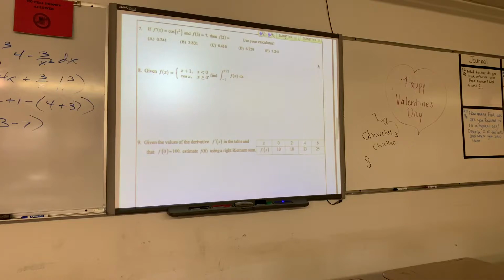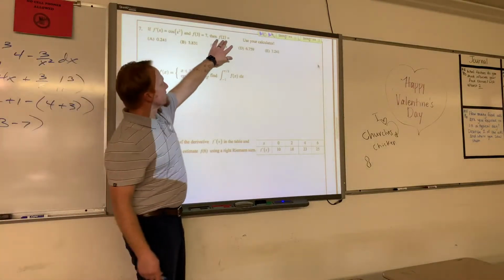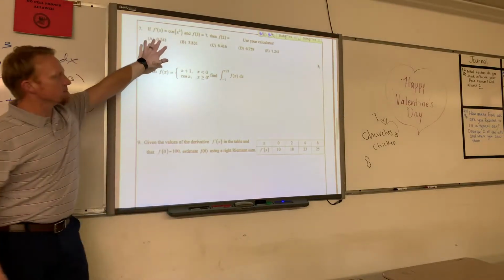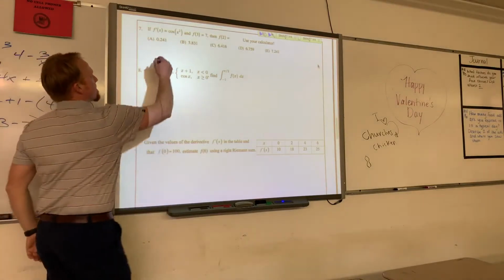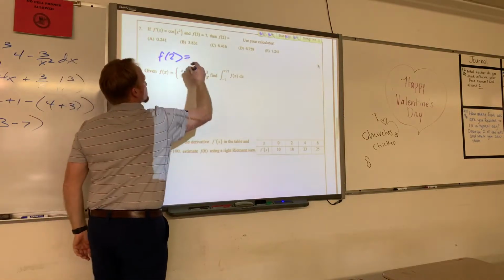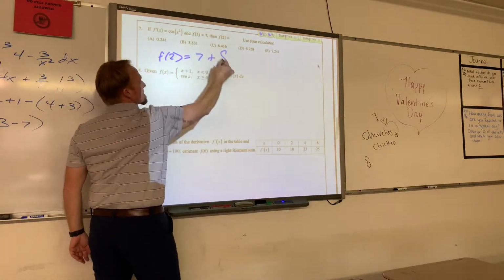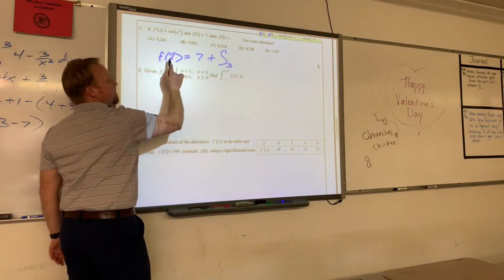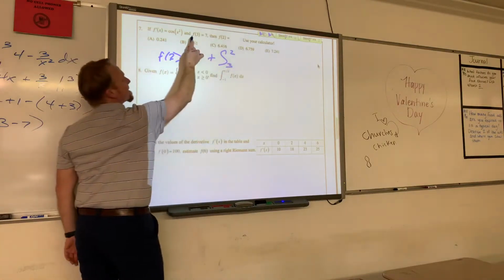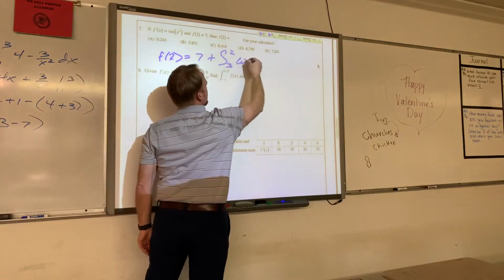Alright, we'll stay over here on the smart board on number 7 because number 7 is pretty easy. We want to find f of 2. They told me the derivative is that. So if I want to find f of 2, that's going to be 7 plus the integral, since 3 goes with 7, 3's got to be down here. 2 is what I'm looking for, so 2 goes there. Put my function inside.